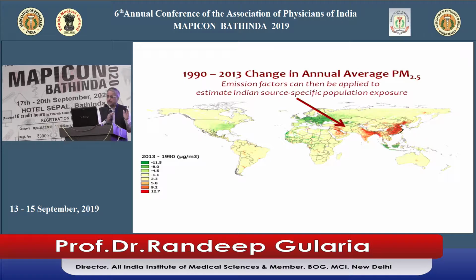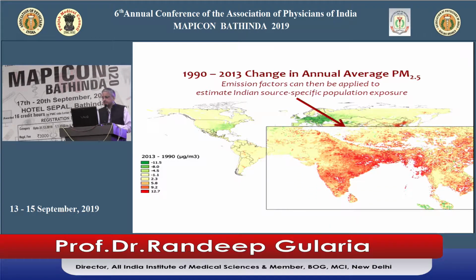There has been a major change as far as average PM 2.5 is concerned. If you look at this change from 1990 to 2013, the countries in which this major change has occurred are India and China, where you can see these red areas. The bulk of the increase in PM 2.5 has occurred in this part of the world.